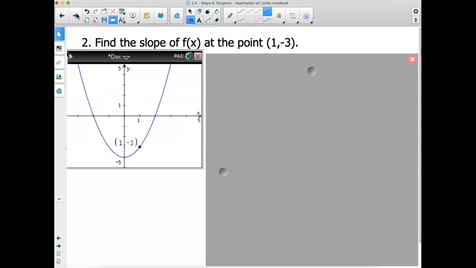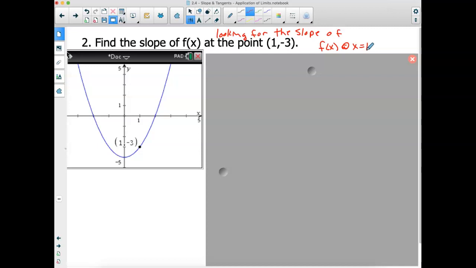So we're going to take this to the next one, and we're going to do an example here. It says, find the slope of f of x at the point (1, 3), okay? So what this is asking for is the slope of f of x at x equals 1. We want to find the slope specifically at the point I have labeled on my graph, and you can sketch that graph in there by hand if you wish.